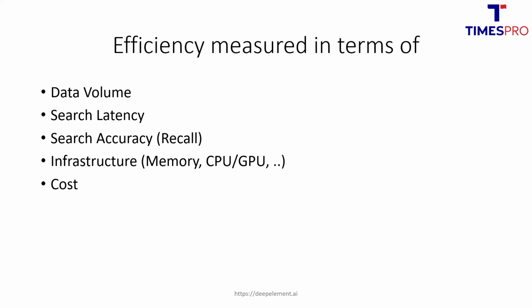But as far as evaluating the vector databases is concerned, you can evaluate them in terms of how much volume they can ingest, what latency they provide, what is the accuracy or recall. There is one more thing, the throughput. Throughput depends on not just the algorithm but also the infrastructure, but still the algorithm plays a role in throughput. And in terms of the infrastructure requirement and the cost, these are the ways in which we can evaluate a vector database.